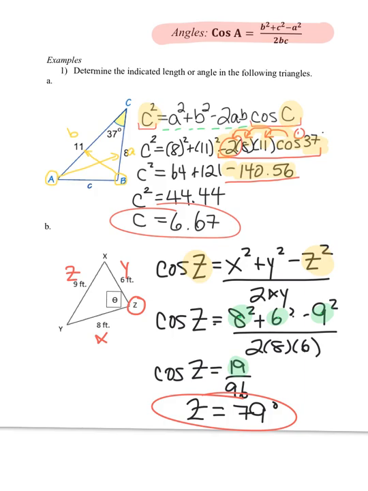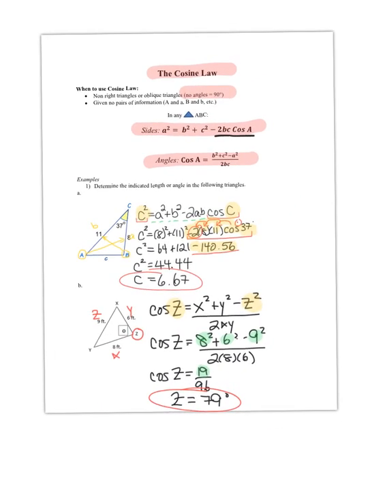So that is cosine law. Nice and neat, pretty easy to work with. Those equations look a lot different than the sine law. You can't just change sine to cos and call it a sine law. It works out very different. But that is how it works.